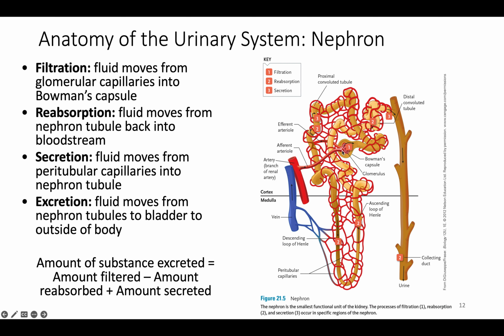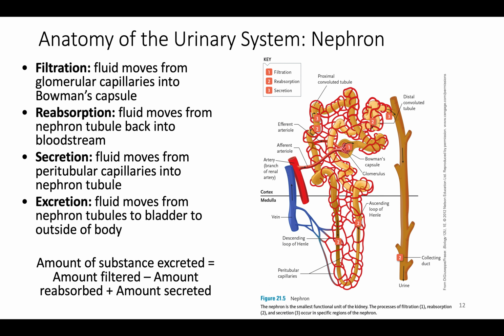And when we resorb things back in, those are the things that we're going to be utilizing, things like sugars and proteins, things that should not be making it through to your urine. Everything else is going to be secreted out, and that's going to end up going into the peritubular capillaries and going through this whole nephron tubule. We also have excretion, and that's going to be when fluid moves from the nephron tubules into the bladder to outside of the body, right? So that's going to be the actual action of excreting the liquid out of the body, right? So again, from the nephron tubules out here, out into the bladder.